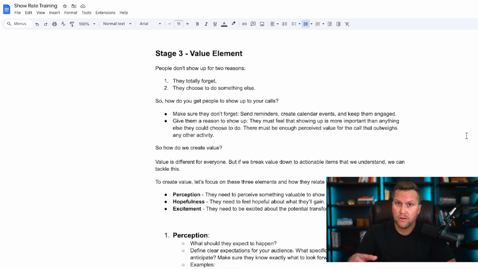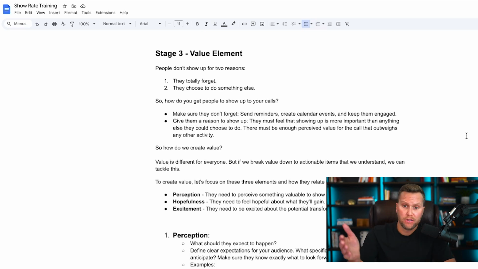First, we must understand that value is different to everybody, and it is also different to an individual now than it is in a week from now, in 3 months from now. It's fluid. What I determine as valuable right now might not be as valuable to me next week, right? So if we break this value down into actionable items that we can understand, then we can tackle how to create value.